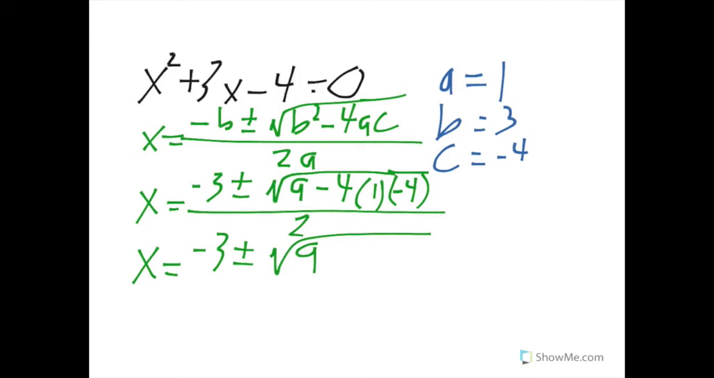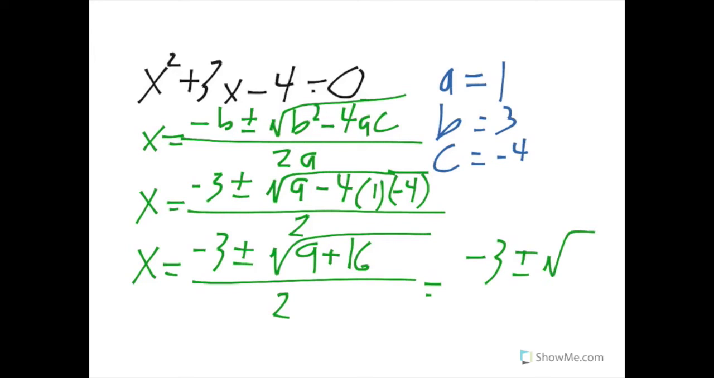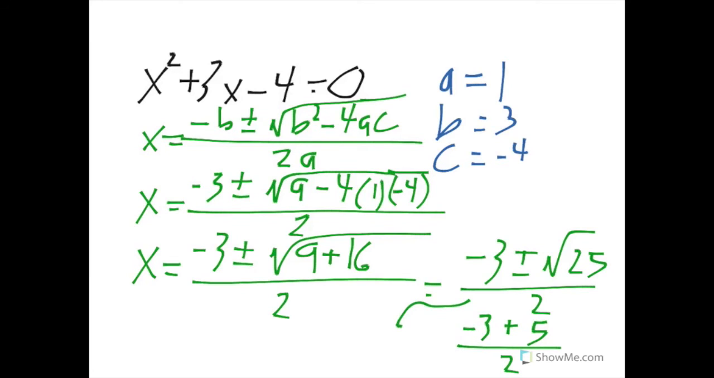Now, we have x is equal to negative 3 plus or minus, so on the inside it's 9, and then negative 4 times a negative 4 is 16, times a 1 is 16, so you have 9 plus 16, which, don't you guys love that? Because look, we get negative 3 plus or minus the square root of 25 over 2. And so now, on top we have negative 3 plus 5 over 2, and look over here, we have negative 3 minus 5 over 2. And this is going to give you your 2 values.